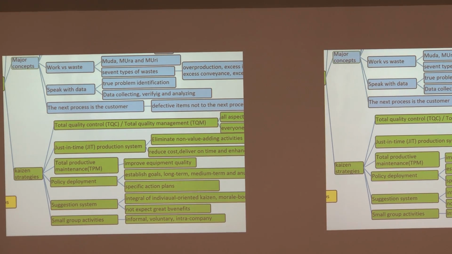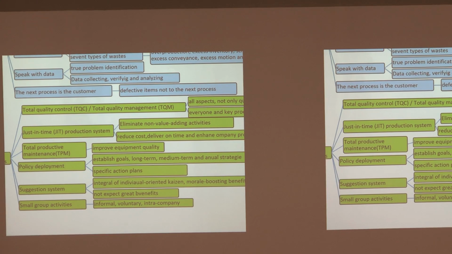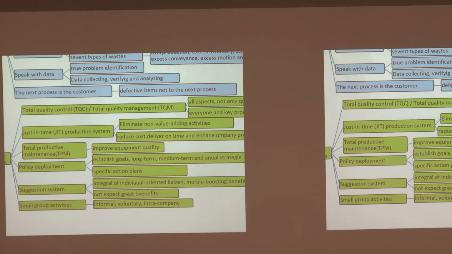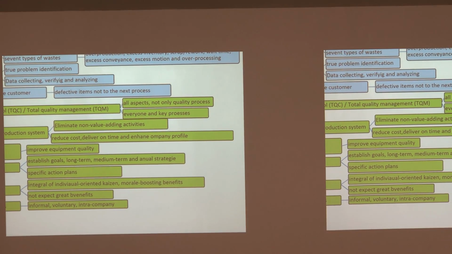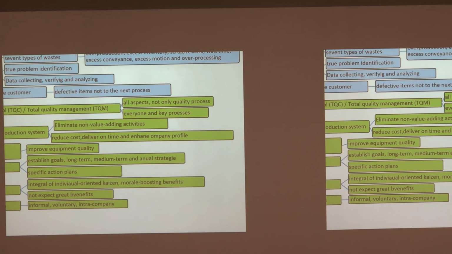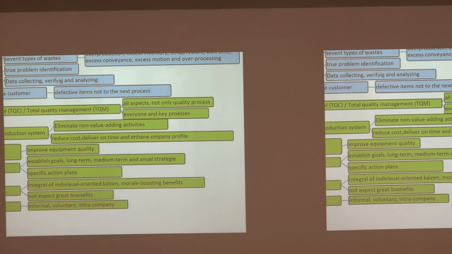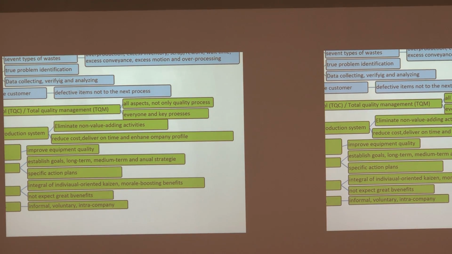Okay, now is the strategy. We first learn this. We call it TQC and TQM. Total Quality Control, Total Quality Management. These are the concepts, the starting point for Kaizen. So here I highlight to you. I cannot find it, I don't have the laser pointer. So all aspects, not only quality, are concerned. When we are concerned with quality, we will try to improve all the processes and make the production efficient. Everyone will be involved, and the key process is the point we need to be concerned about.